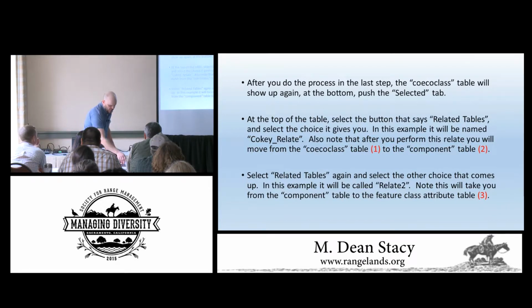Once you've done that query, the co-eco class table will come up in ArcMap, and you hit the selection button down at the bottom, and it will show you every ESD of that ESD that you had queried.